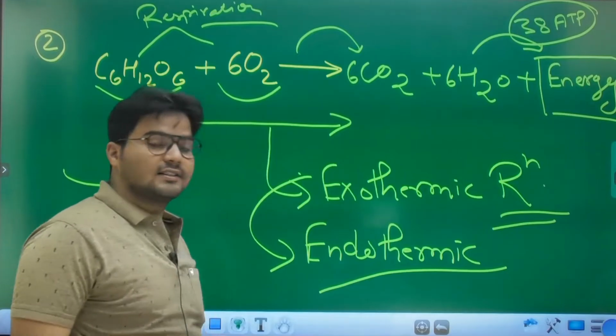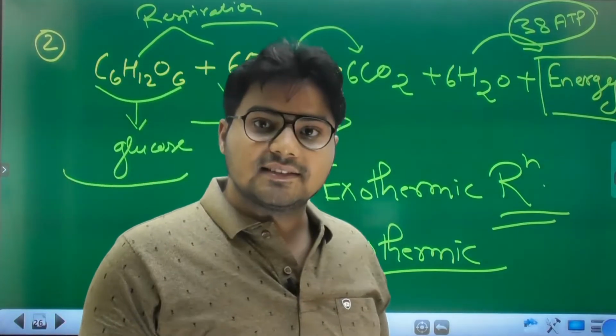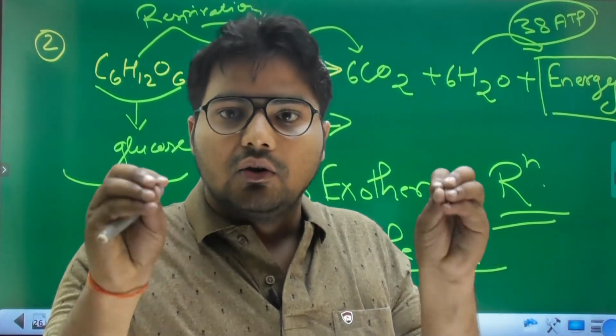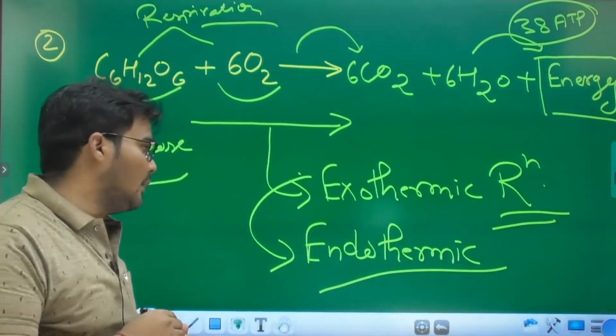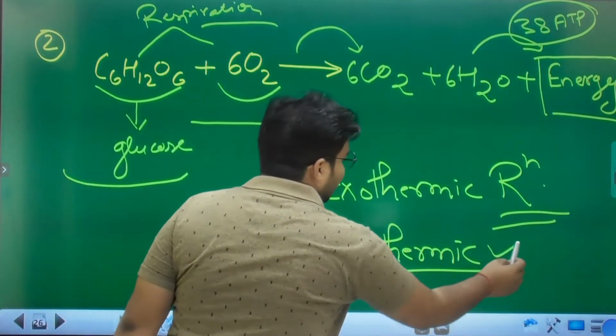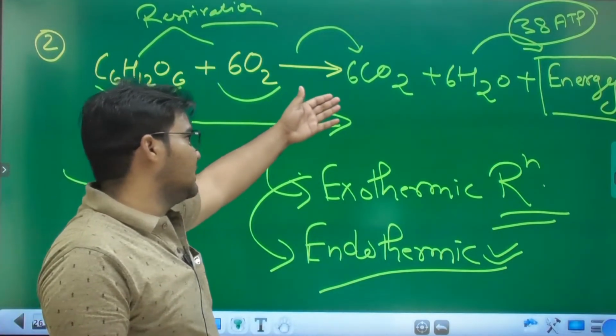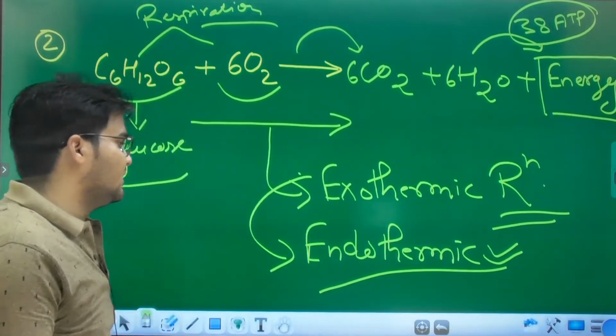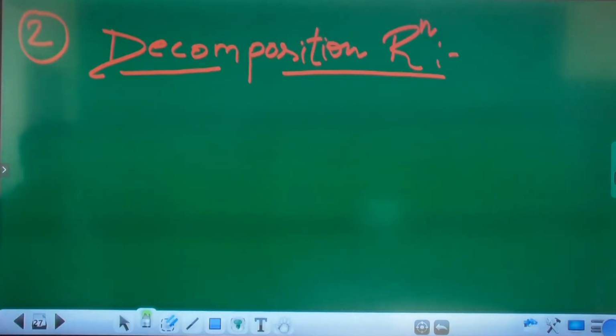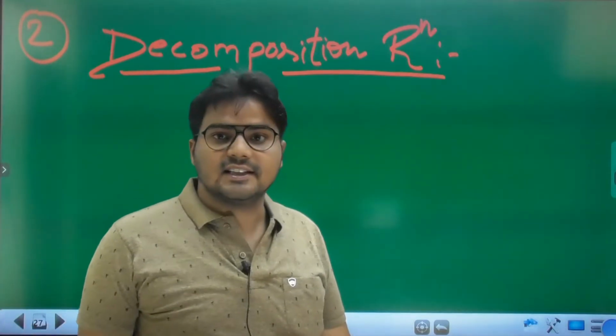What is an endothermic reaction? During the reaction we have to give energy for the reaction to happen. This one is called the endothermic reaction. So whenever glucose is combined with oxygen, it becomes CO2 and H2O and gives energy. This is also a combination reaction. Now move to the next type of reaction, that is the decomposition reaction.